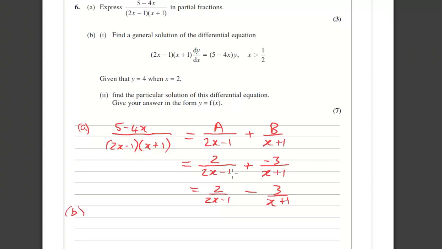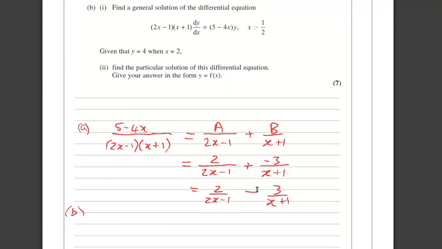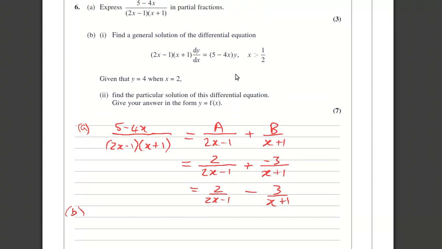Okay, for part B, let's scroll down a little bit again. Let's see if I can do that. Oh no, that moves the text. I'm going to have to clear that now. So I hope you remember 2 over 2x minus 1 minus 3 over x plus 1. Let's now see how that helps us with part B.